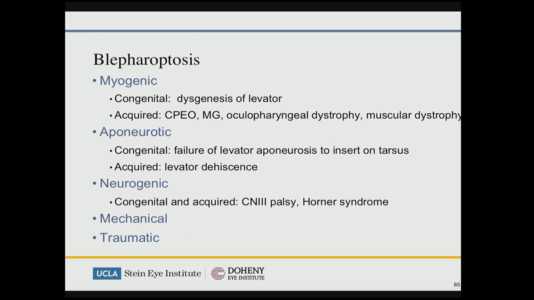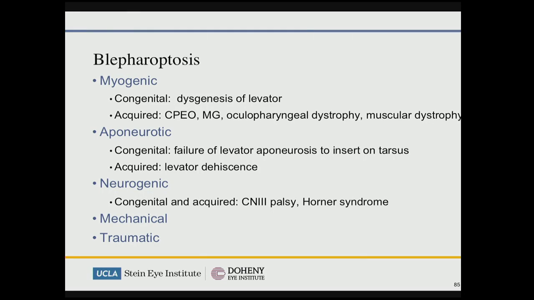Moving on to blepharoptosis, it can be broken into congenital and acquired, or myogenic, aponeurotic, neurogenic, mechanical, and traumatic. The most common cause of congenital blepharoptosis is dysgenesis of the levator. Acquired myogenic causes include CPEO, myasthenia, oculopharyngeal dystrophy, and muscular dystrophy. The most common type of acquired blepharoptosis is levator dehiscence, and congenital aponeurotic ptosis is pretty rare, which is failure of the levator aponeurosis to insert on the tarsus.